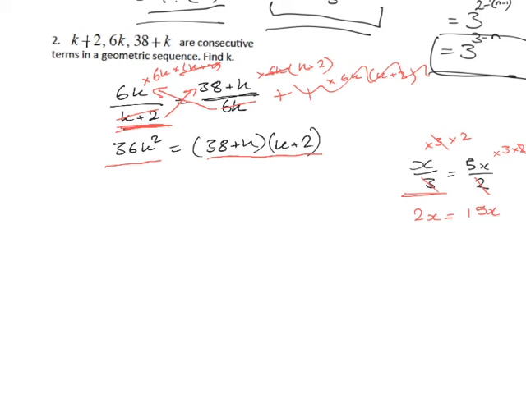Let's expand. So I've just got 36k squared over here equals 38k plus 76. Sorry, yes, you're right. You wrote 88.